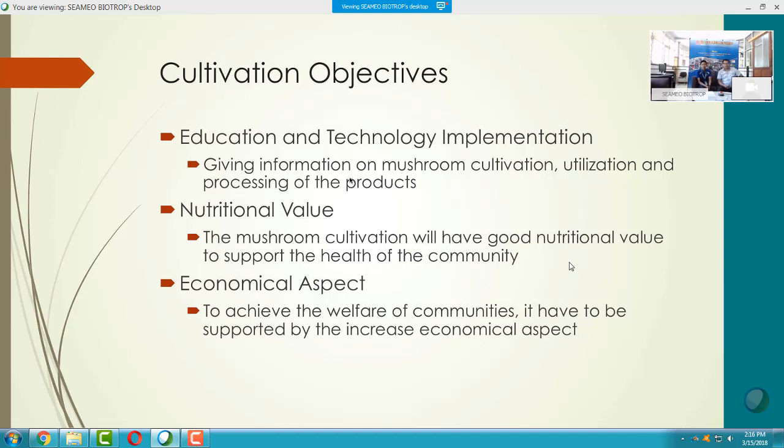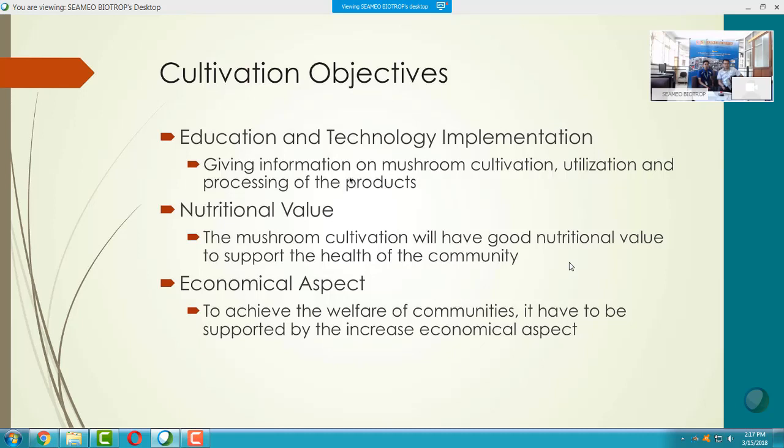The second one is of course the nutritional value. The mushroom actually has a very good nutritional value because it contains various essential amino acids, protein, fat, minerals, and vitamins, which triggers high demand for edible mushroom itself. And thus, by improving our nutritional input by eating mushroom, we hope that mushroom cultivation can support the health of the community.